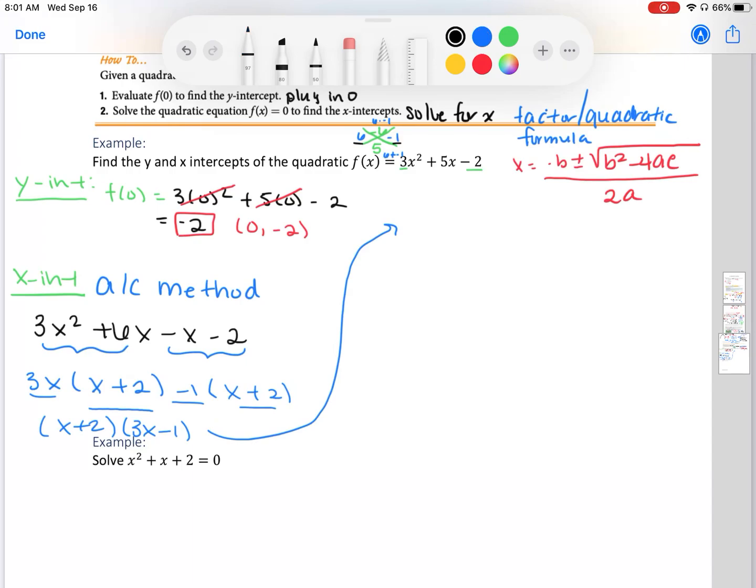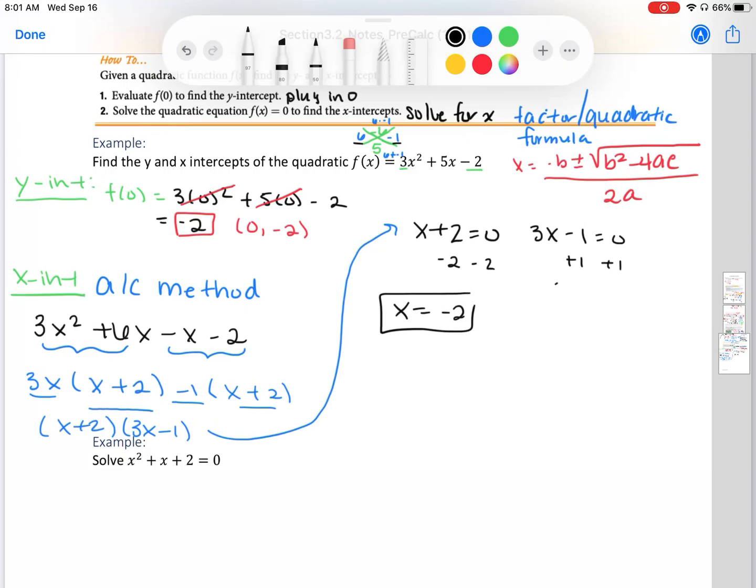Now I'm left to solve. So set each one equal to 0. We have x plus 2 equals 0 and 3x minus 1 equals 0. We have x is equal to negative 2, and we're left with x is equal to 1/3. So we can say that our y-intercept is negative 2, and my x-intercepts are negative 2 and 1/3.